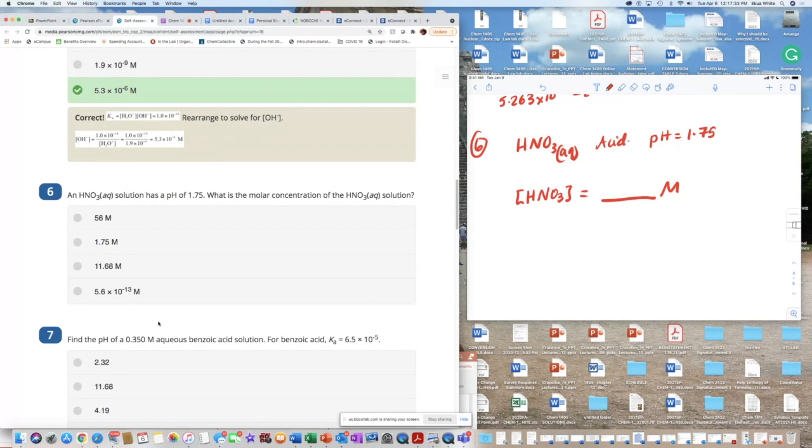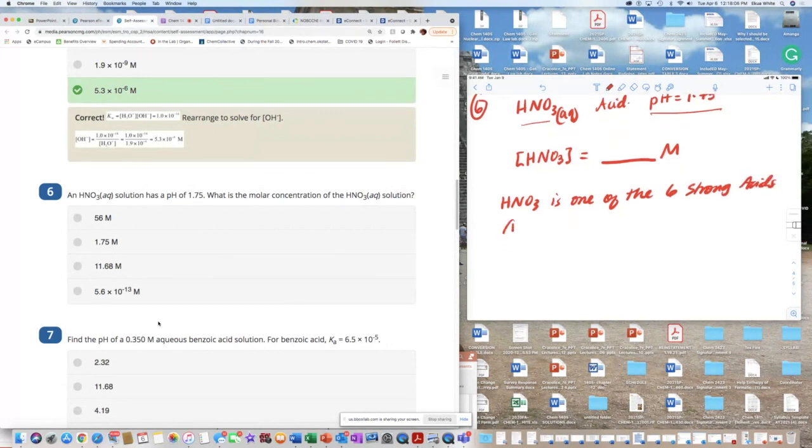So here's the acid, here's the pH, find the concentration. Okay, here's the deal. We have to judge our acid, right? What kind of acid do we have? Because the kind of acid we have determines the kind of approach we'll pick. So I'm going to judge my acid and I say, this is HNO3, one of the 6 strong acids.